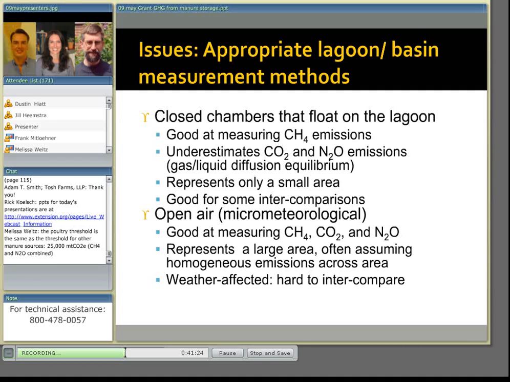Micrometeorological methods are open air measurements. Typically, those measurements are not going to have the limitation of being only able to deal with bubbled gases and not diffused gases. We'll be able to measure all the gases coming off the surface. One problem with that is that frequently those measurements have to assume homogeneous distributions of the gases coming off the surfaces, which isn't necessarily true. The other problem with the micrometeorological or open air measurements is that the weather tends to affect things, both the conditions of the manure as well as the atmospheric removal of those gases from the surface as they come up to the surface.